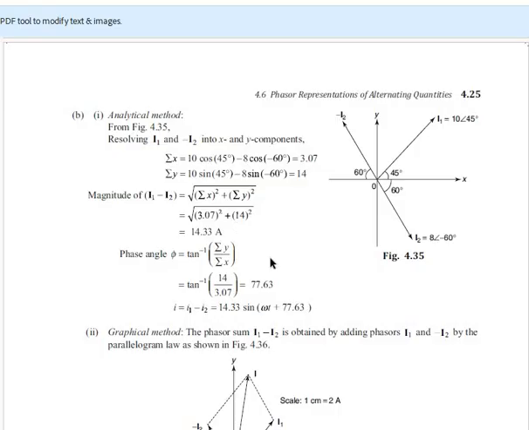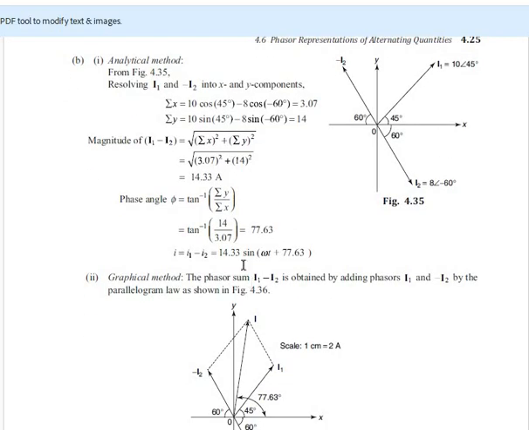Phase angle phi is equal to tan inverse of summation of y by summation of x. That is tan inverse of 14 by 3.07, which is equal to 77.63 degrees. So i is equal to I1 minus I2 is equal to 14.33 sin(omega t plus 77.63 degrees).